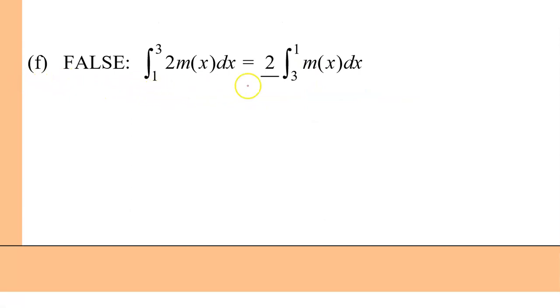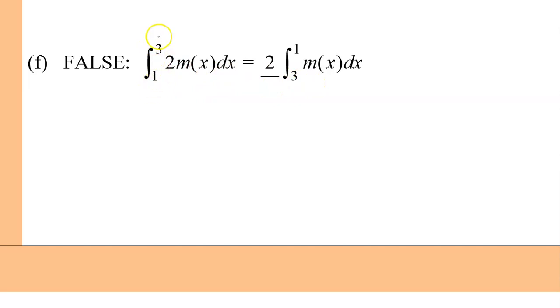Statement F has a different type of problem. When I compare the left side of the equation to the right side of the equation, I noticed that they took the constant of 2 and they pulled it outside of the integral. There's nothing wrong with that. So what's the problem? Well, there's another change that they made from the left side to the right side.